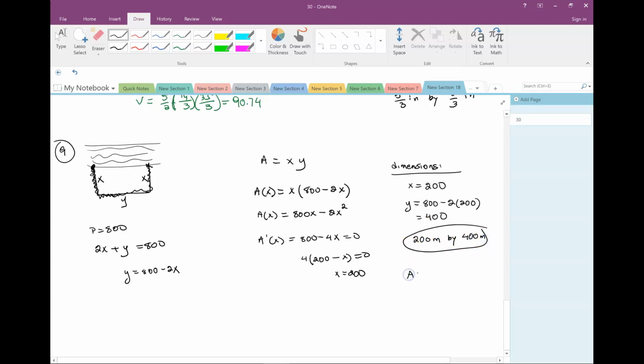And then the area is the product of those. So it's 8 with the 4 zeros, 80,000 meters squared, because it's 200 times 400. Okay?